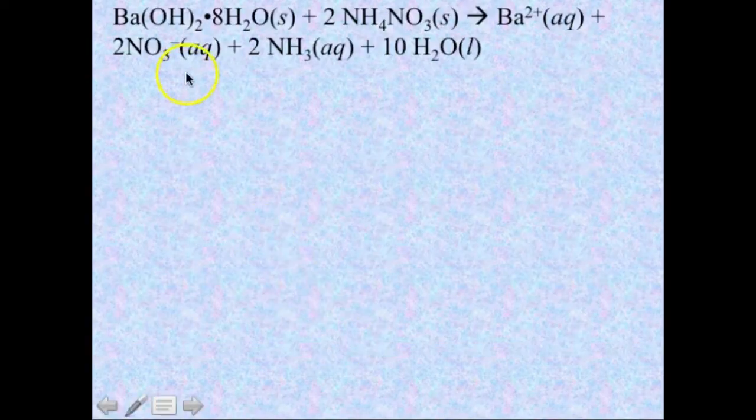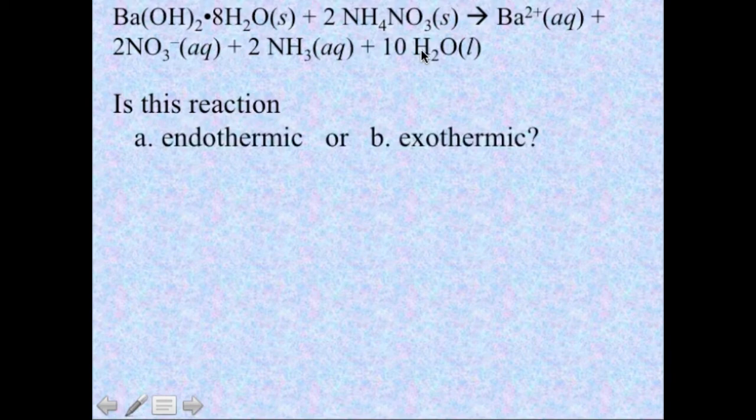So here's the reaction that we just watched. Barium hydroxide with 8 waters of hydration is a solid. We mix it with ammonium nitrate, which is a solid, and we get out of that dissolved barium ion and dissolved nitrate ion and dissolved ammonia and 10 moles of liquid water. So the first question is, is this reaction endothermic or exothermic? I think it's safe to say it's a pretty endothermic reaction, what with the water freezing and all.